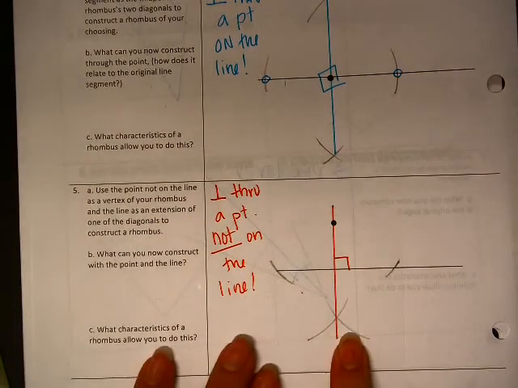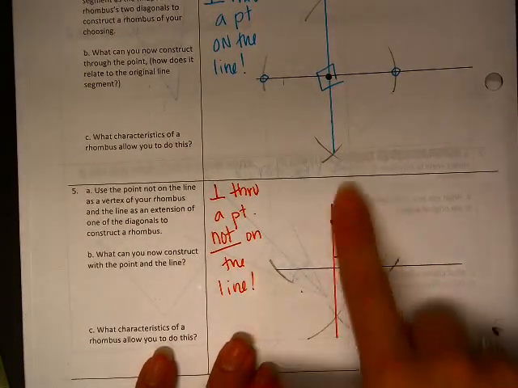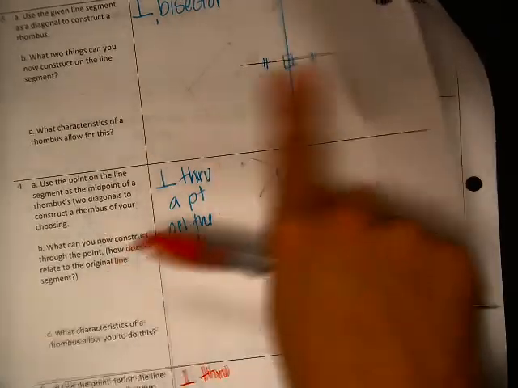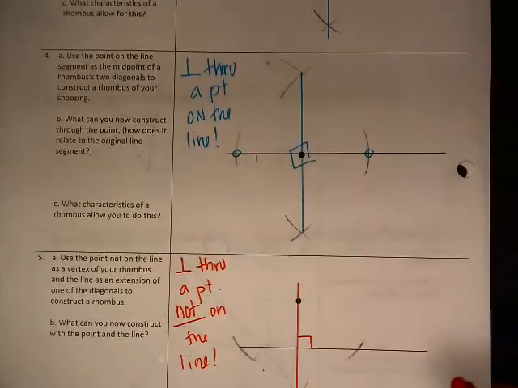And again, why does this enable us to do that? The diagonals are perpendicular bisectors. Hopefully that helped.